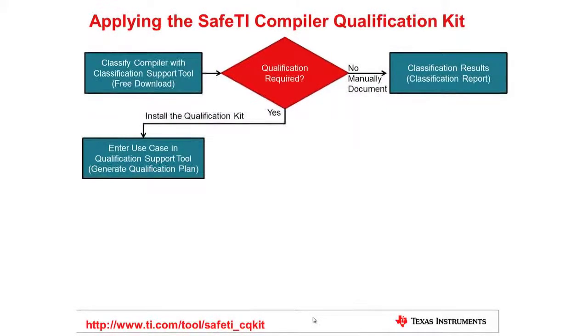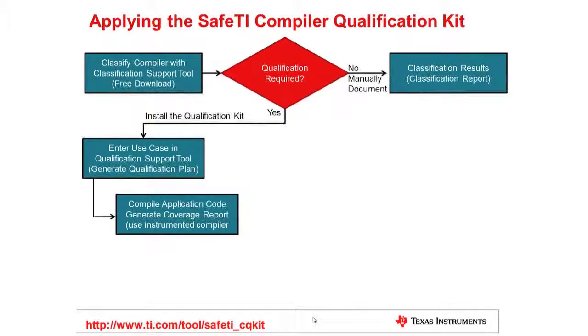The first thing you use in the kit is the Qualification Support tool, or the QST. The QST is a GUI-based tool, which is where you will enter the specific compiler features you are using. This defines your specific use case of the compiler. The next step is to compile your application code using the instrumented compiler with the same features and options you defined in the QST. When you compile your application, the instrumented compiler will generate a code coverage report.